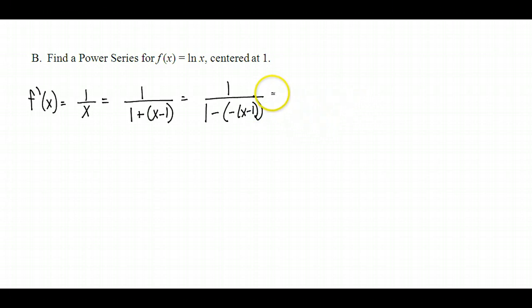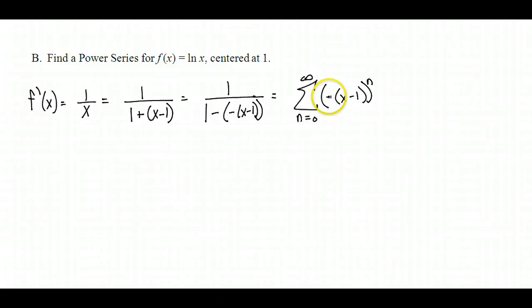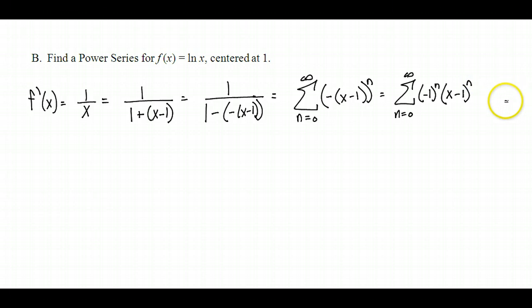So, writing this thing as a power series, n equals 0 to infinity, my first term is 1. Great. My common ratio is negative x minus 1, to the power of n. What we want to do in quite a few of these situations, if you have a negative here, we can rewrite this as the summation from 0 to infinity of negative 1 to the power of n times x minus 1 to the power of n. That's going to be a pretty common thing that we want to do.